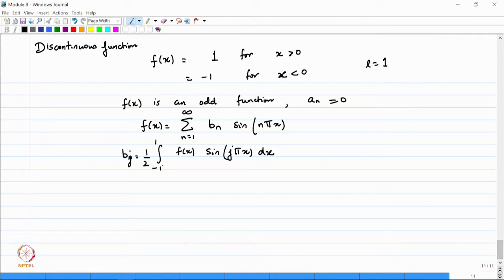Now, I can do this integral in two ways. First I do from minus 1 to 0. So, I get half the integral from minus 1 to 0. From minus 1 to 0, f of x is minus 1. So, I have minus sin j pi x dx, and then plus half the integral from 0 to 1 of sin j pi x dx.